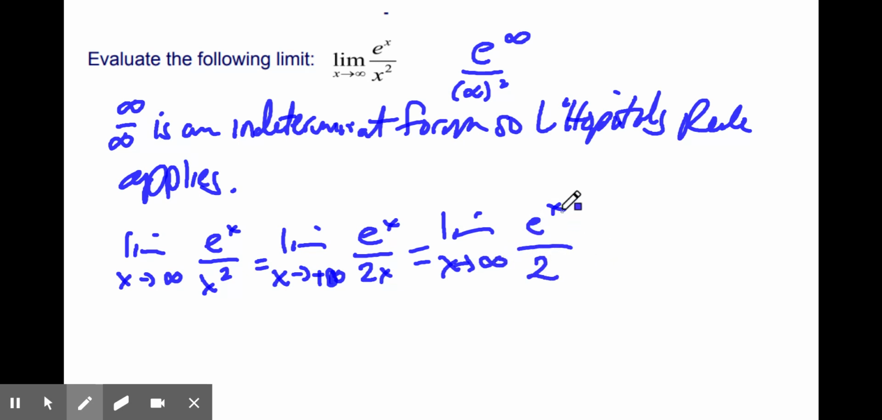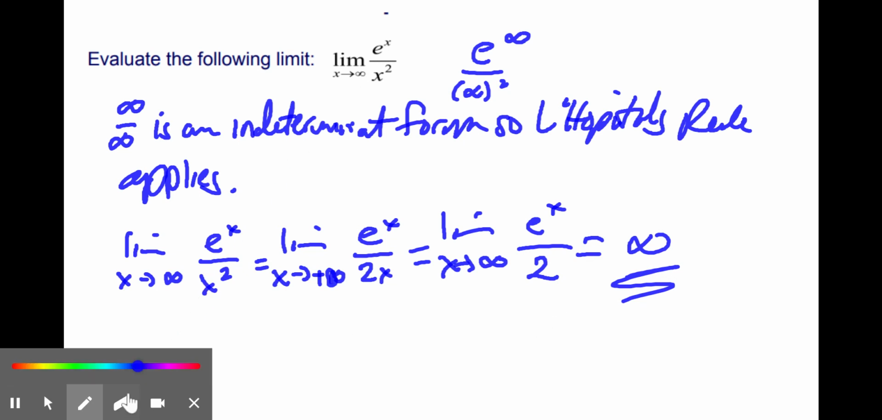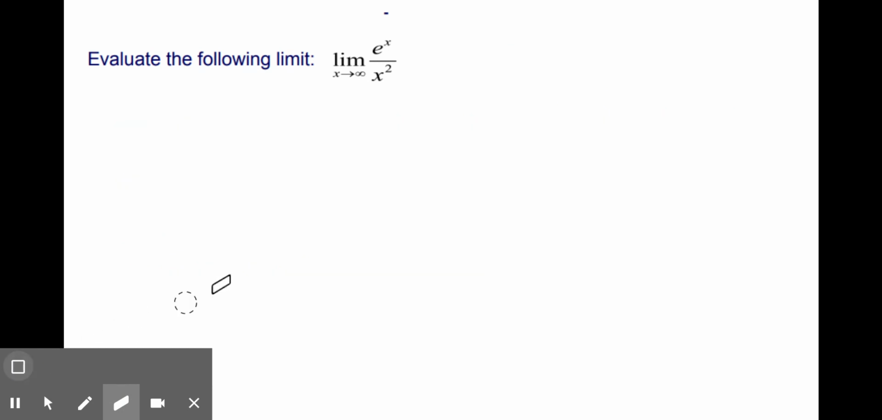If I take infinity and I throw it in here, e to the infinity is infinity, divided by 2. The infinity laughs at the divide by 2, and you get infinity. So the result is positive infinity. Okay, so you can use L'Hopital's rule more than once in the same limit. All right, that is valid.